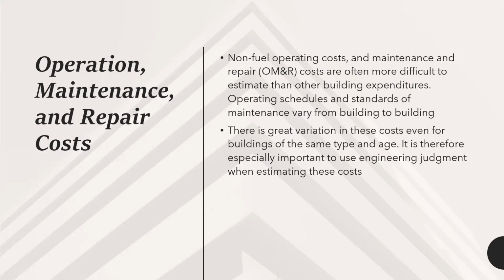There's great variation in these costs even for buildings of the same type and age. So even if we consider two buildings with the same type and same age, there can be a variation in these OM&R costs, operation, maintenance, and repair costs. It is therefore especially important to use engineering judgment when estimating these costs.